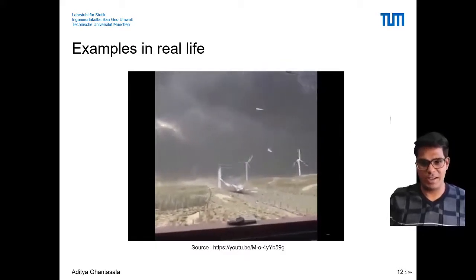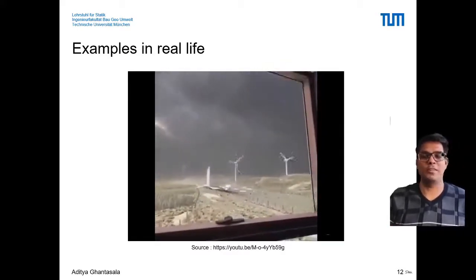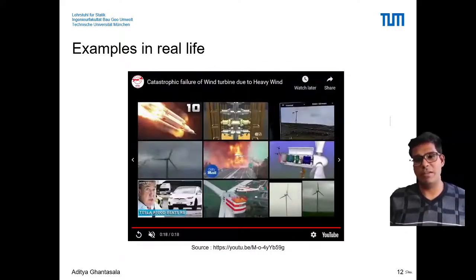As you can see, there are some animals, and there are probably some people living around the wind turbine, and this is super dangerous for people who are living around, or animals who are around the wind turbine. And this exactly is what fluid structure interaction is, how the structure behaves with the flow of the fluid around it. And this is why the study of fluid structure interaction is important when designing such structures.